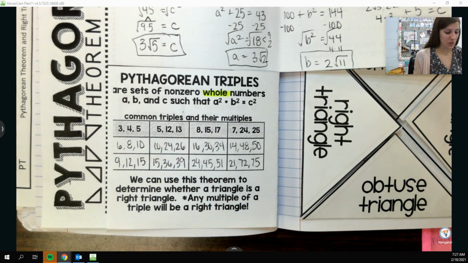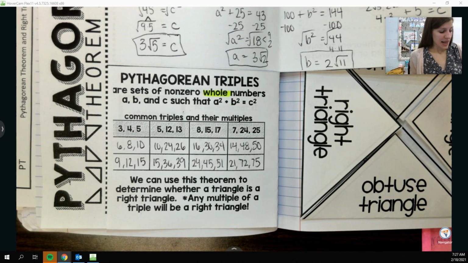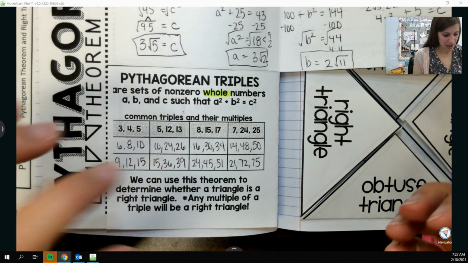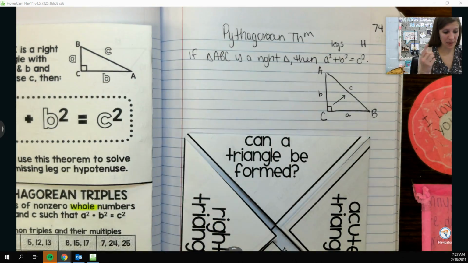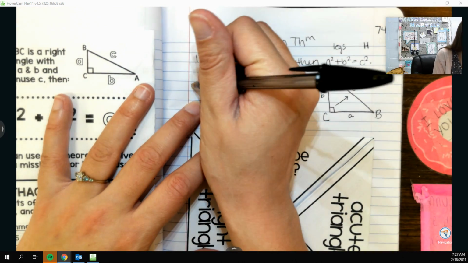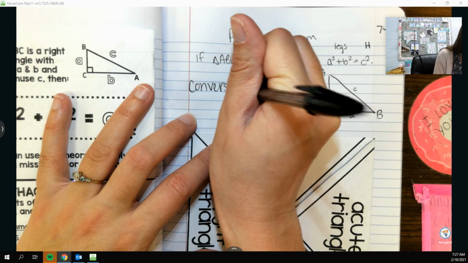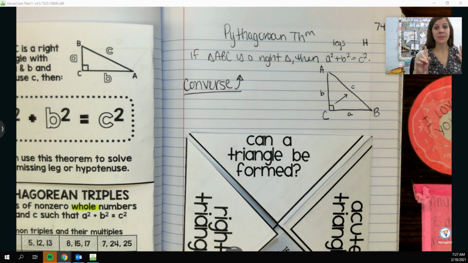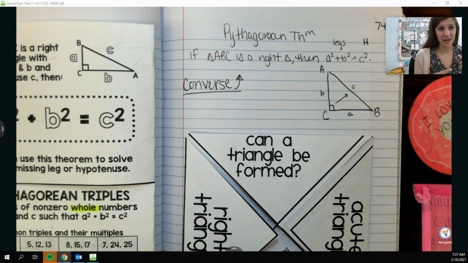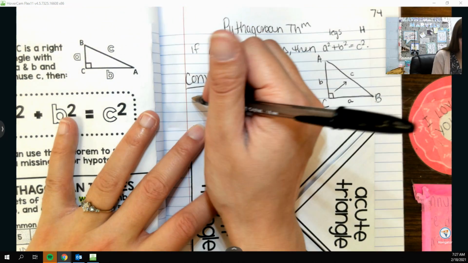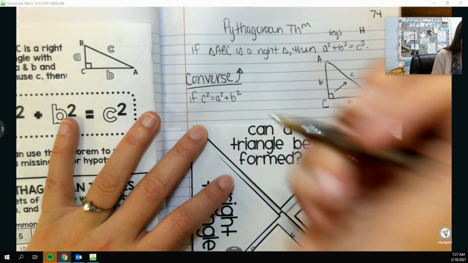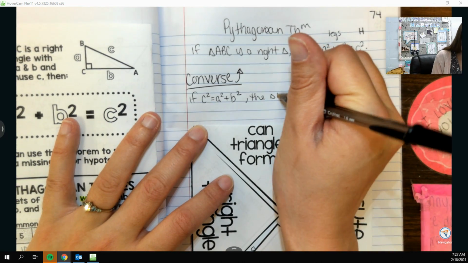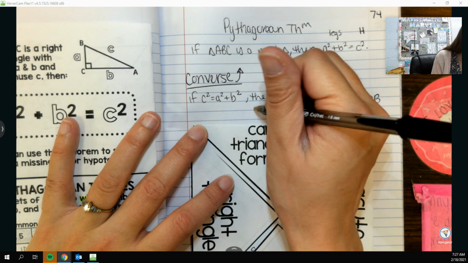So we can use this theorem to determine whether a triangle is a right triangle or not. And that's really talking more about the converse. So I think I'm going to jump back over here now. And let's talk about the converse of the Pythagorean theorem. So the converse of that theorem is just the flip of it. So when I flip these statements around, I'm saying if c squared equals a squared plus b squared, then triangle ABC is a right triangle.